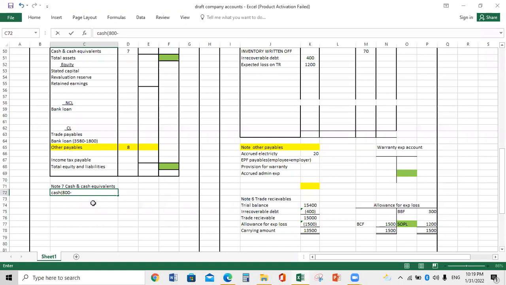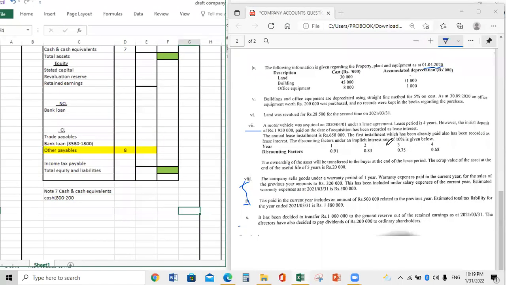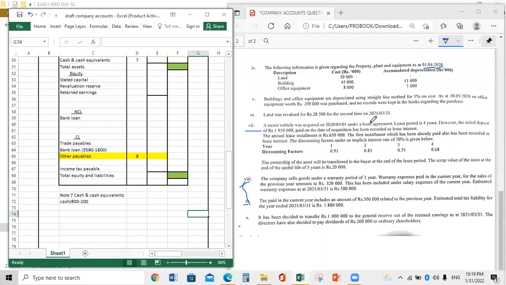How much should you deduct? 200, because when you purchase, your cash goes out. So reduce 200 there. Keep it like this. If there is any other adjustment, you have to do it. So 800 minus 200. The double entry when you purchase office equipment is office equipment debit, cash credit. So go to your cash, we credited.